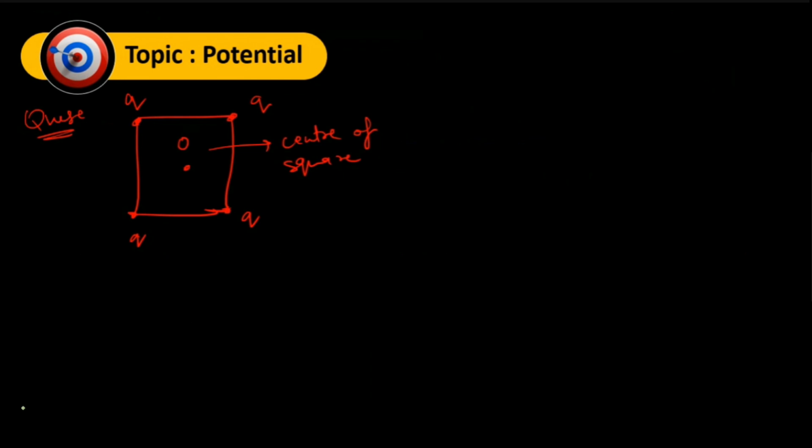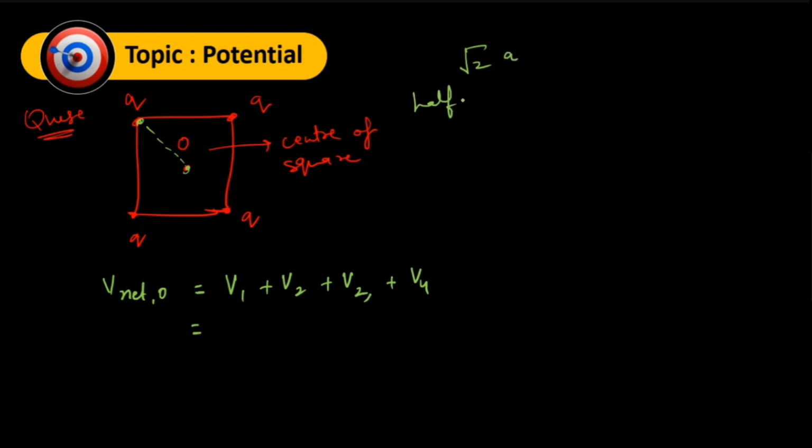So suppose this is the center of the square, and the square has four charges at its corners. If we find the net potential at point O, it is the potential due to each charge. So we can write that net potential is V1 plus V2 plus V3 plus V4. Now we have to find the distance between this charge Q and the center. We know that the diagonal is root 2 a. So what is half of the diagonal?